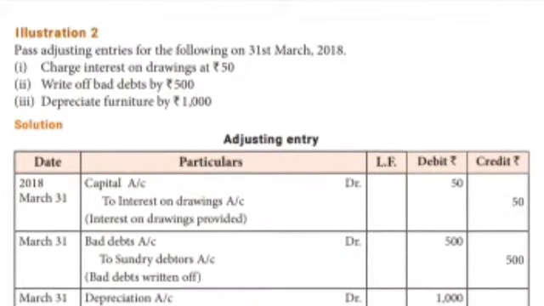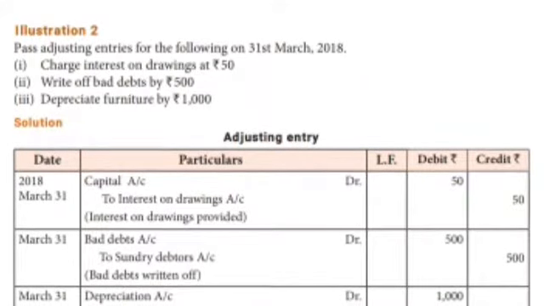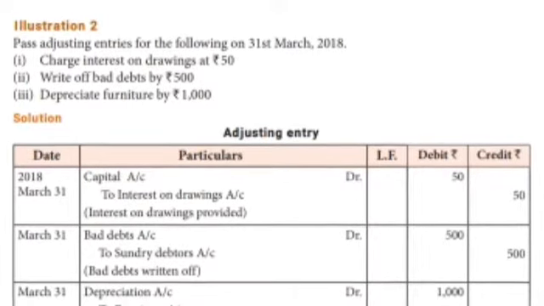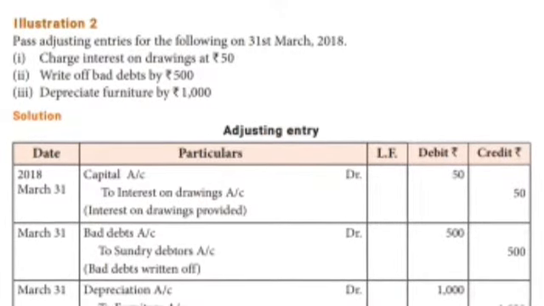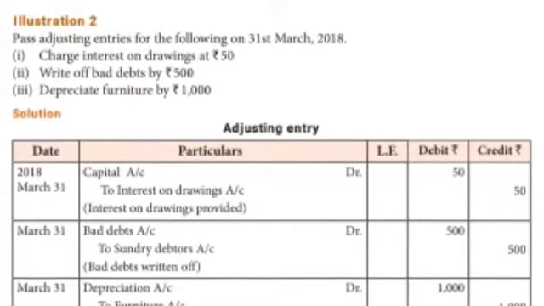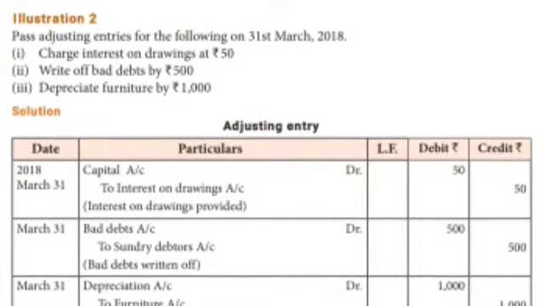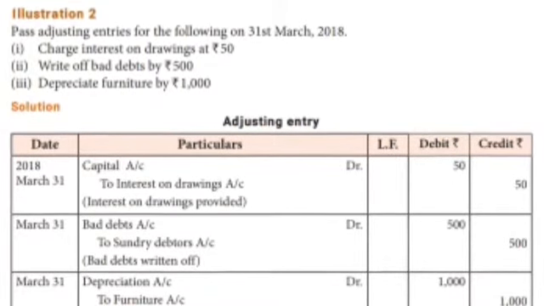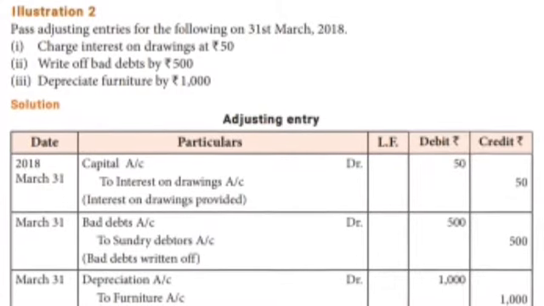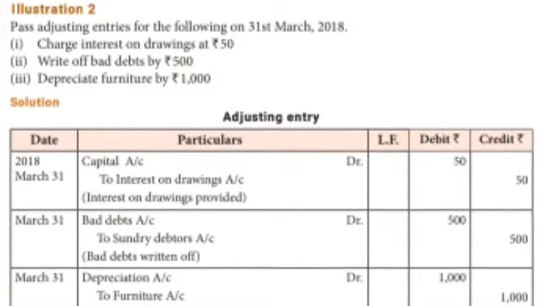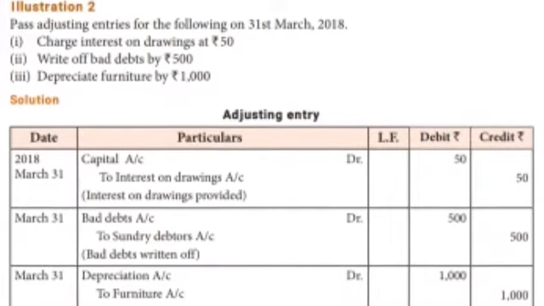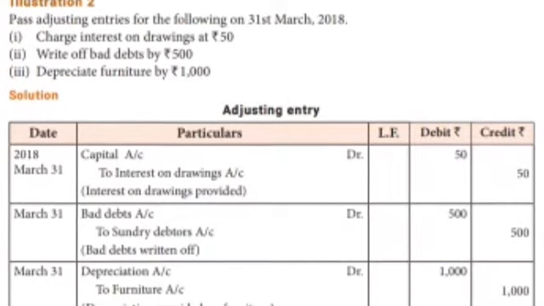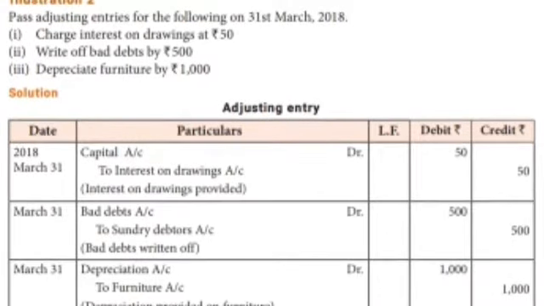Pass adjusting entries for the following on 31st March 2018. Charge interest on drawings 50. Write off bad debts of 500. Depreciate furniture by 1000. What is the adjusting entry? Drawings: a business proprietor, the business owner, takes business money for personal use. That particular amount we call drawings. So that person takes from the capital. So capital account debit to interest on drawings 50. Next, bad debts account debit to sundry debtors.